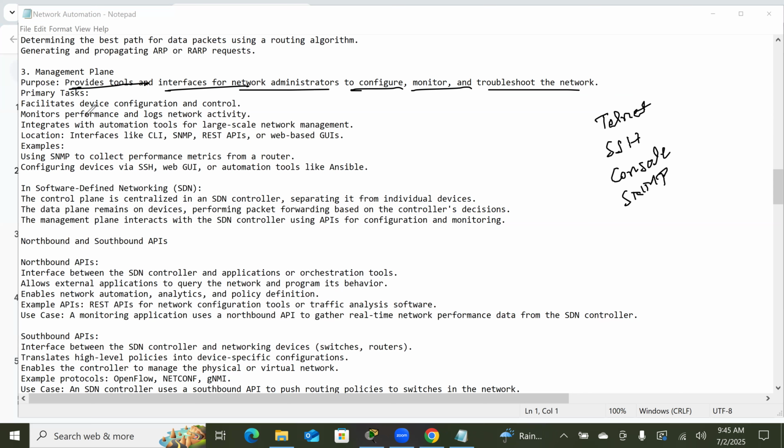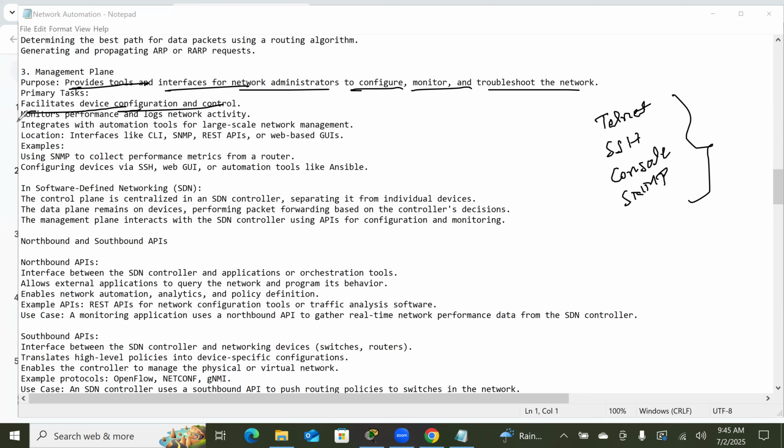Okay, you can see here. This will facilitate the device configuration and the control. With the help of these protocols only, what are you going to do? You're going to take access of the devices, troubleshoot, and configure the devices. So this management plane will help us to do the same.